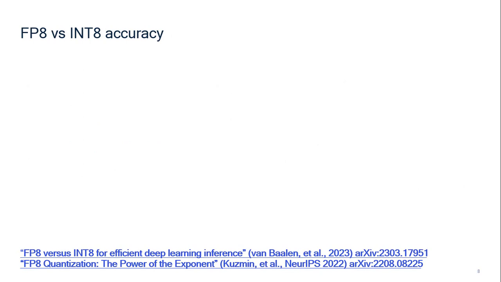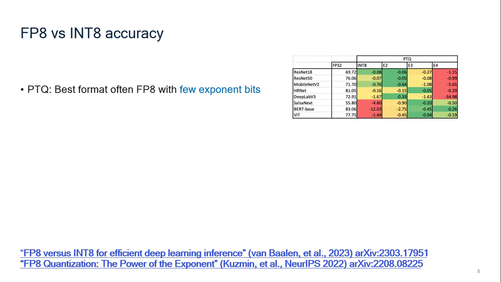So let's turn to model results. For post-training quantization, the best format is often FP8 with few exponent bits, as we can see in this table. And this is because weights in trained neural networks often correspond to scaled normal distributions. And we saw in the previous slide that this is best with few exponent bits. FP8 with 4 exponent bits is only best for BERT on GLUE, and this is due to the large activation outliers that we often see in transformers. And we will talk a bit more about this later.